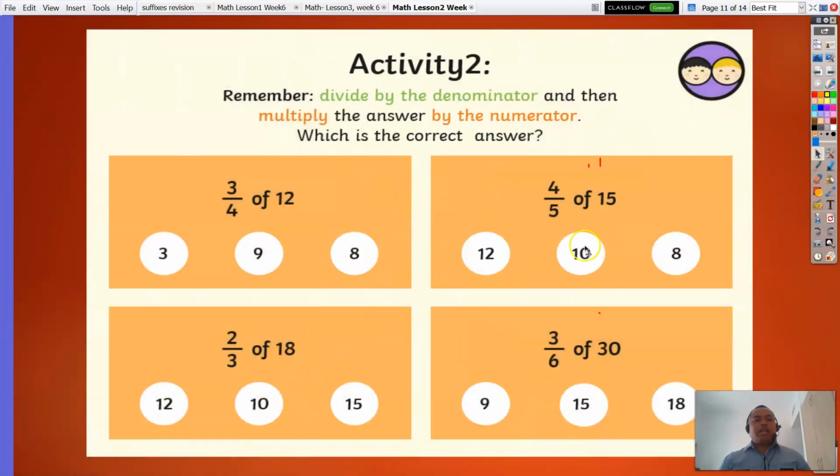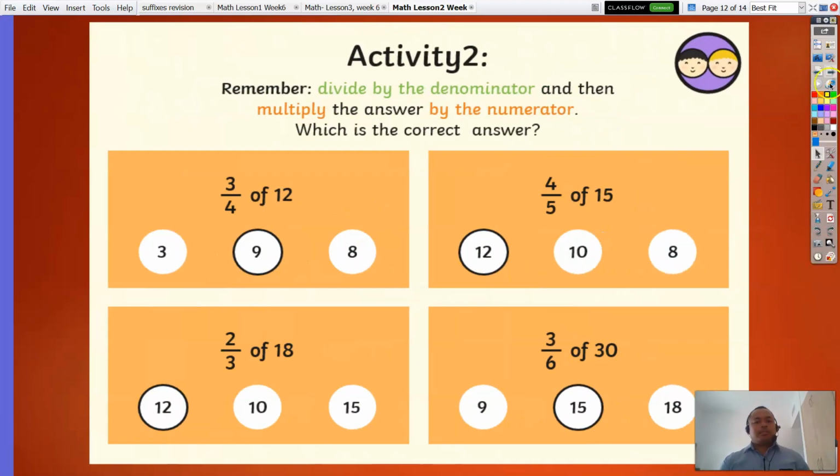Now, I would like you to try these: solve these fraction problems and choose the correct answer. Pause the video and do the activity. Time is up. Now let's reveal the answers. All right, so for the first fraction problem, the answer is 9. So we have the 4 times table: 4, 8, 12. 3 times 3 makes 9.